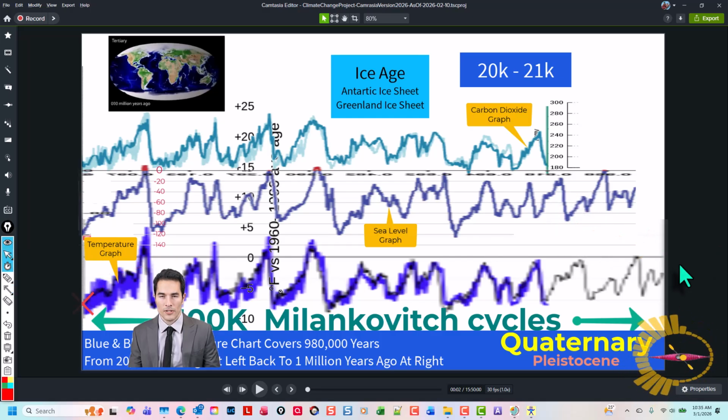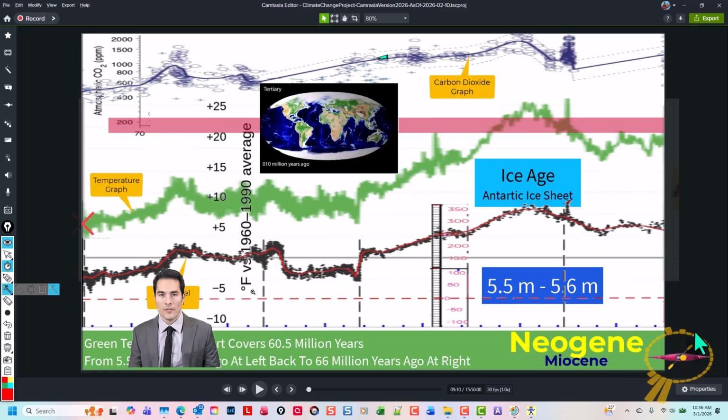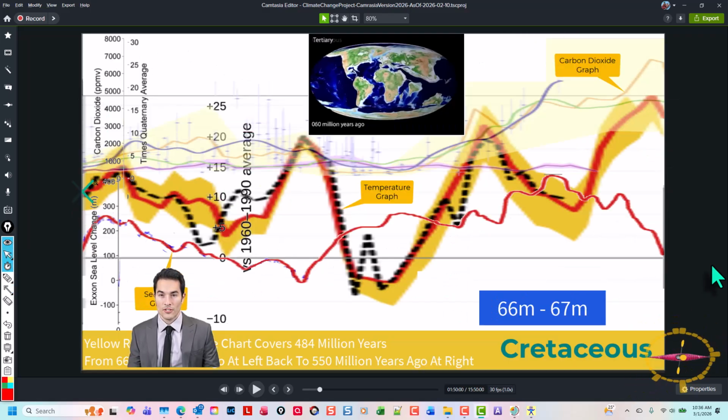We navigate to the next panel. This panel covers a period of time from 1 million years ago on the far left to 5.5 million years ago on the far right. We'll navigate to the next panel. This panel covers a period of time from 5.5 million years ago on the left to 66 million years ago on the far right. Now navigate to the last panel. This panel covers a period of time from 66 million years ago on the far left to 550 million years ago on the far right.